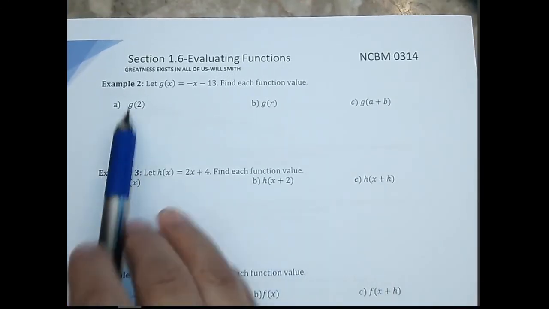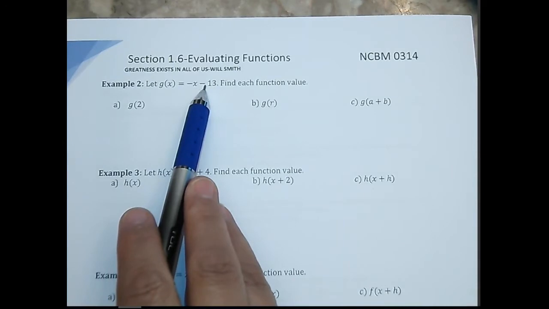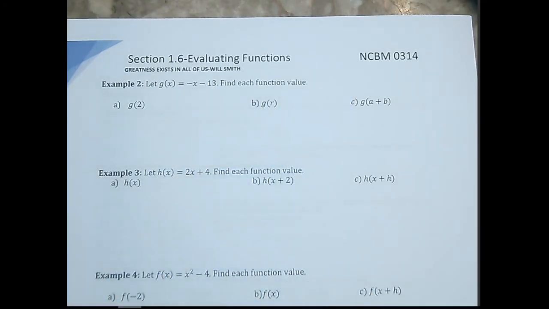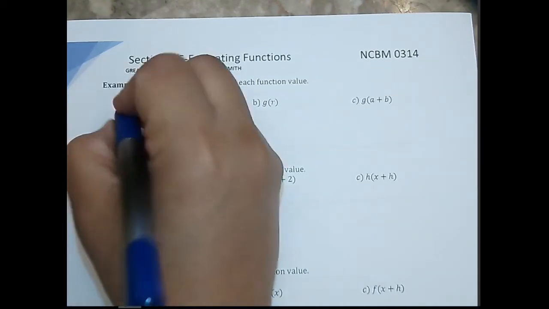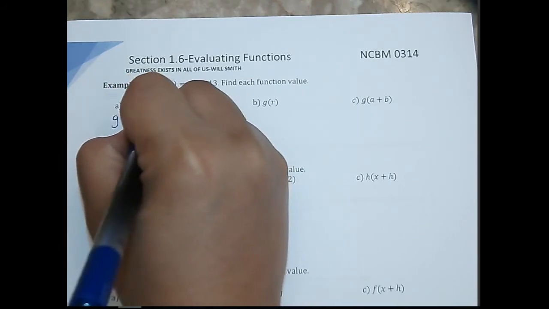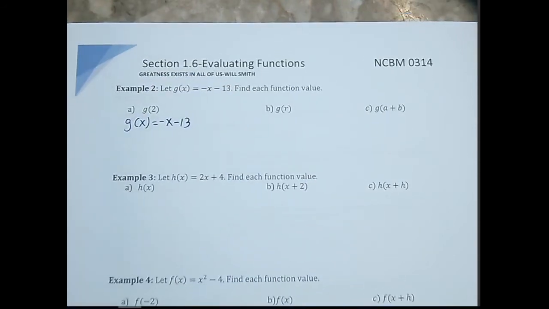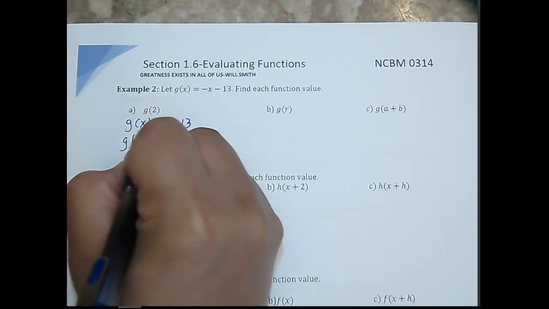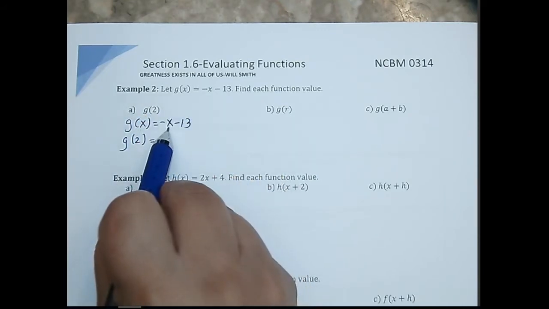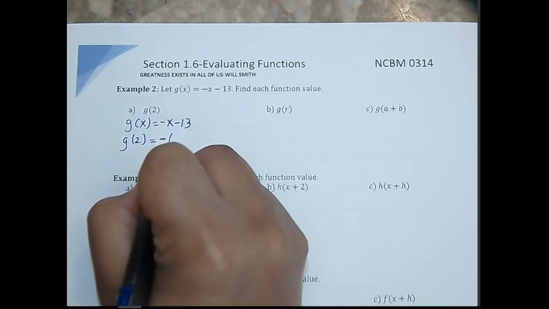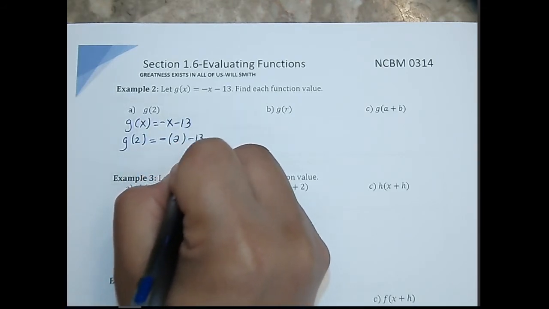So we have, let g of x is equal to negative x minus 13. Find each function value. Okay, so we have g of x is equal to negative x minus 13. That's our function. And they want us to evaluate g of 2. So anywhere you see an x, we're going to replace it with the number 2. So we have negative 2 minus 13.